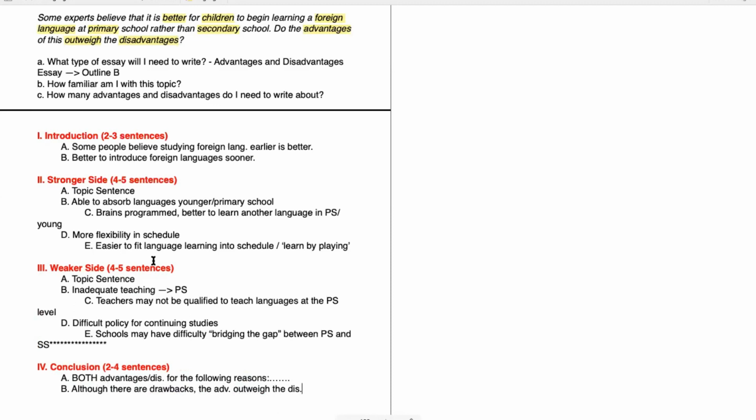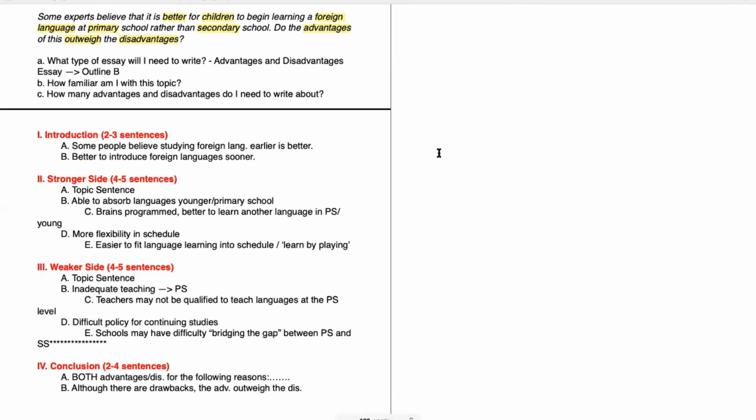See how the stronger side will discuss the mental capacity and the flexibility in schedules in primary schools. The disadvantages will talk about potential weaknesses in school policy and also potential weaknesses in teaching. This is just something that I had to think up to make my essay complete. All right, so without further ado, let's start writing.